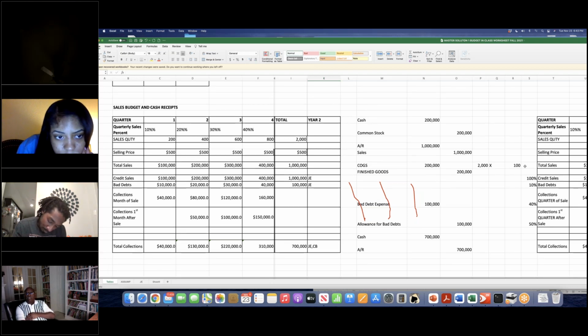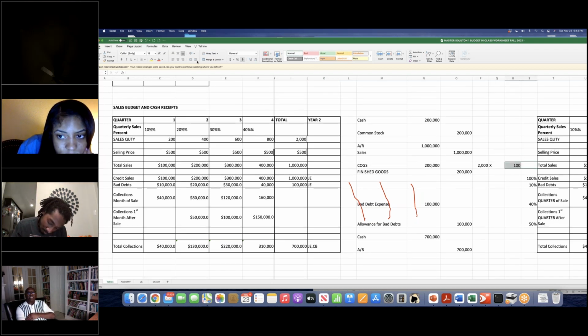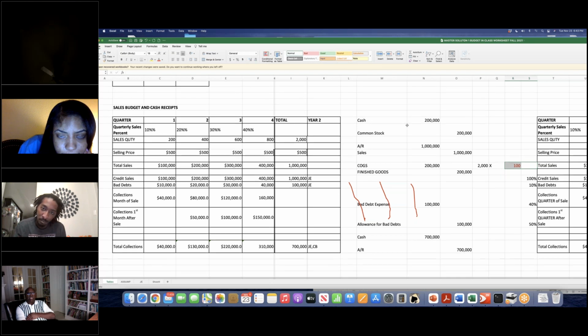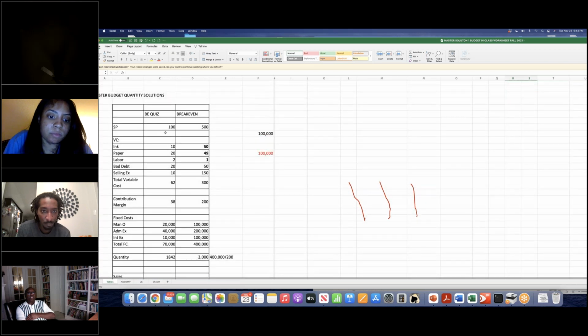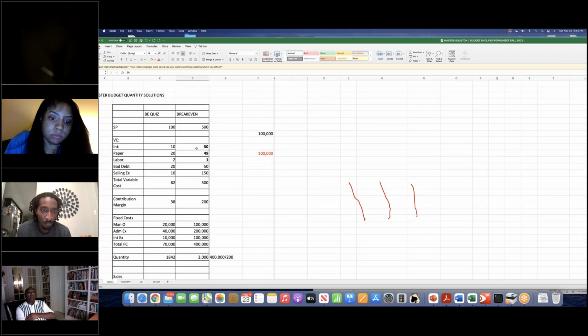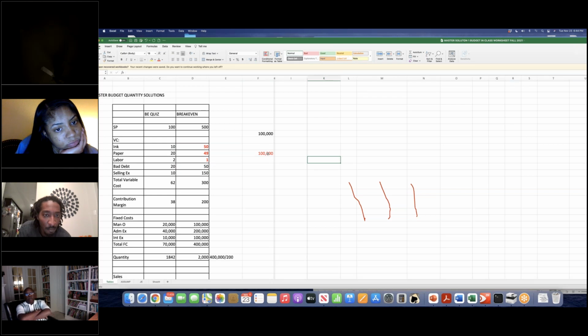So just keep in mind this is that. That's the product cost, which is raw materials and labor. I'll make these red too. So your product costs are always raw material. These are your product costs. So that's what you're pulling out. Any other questions?